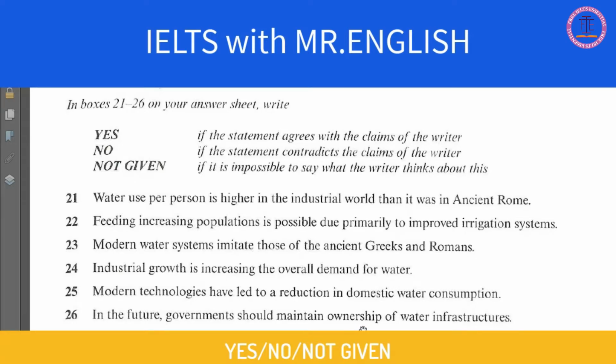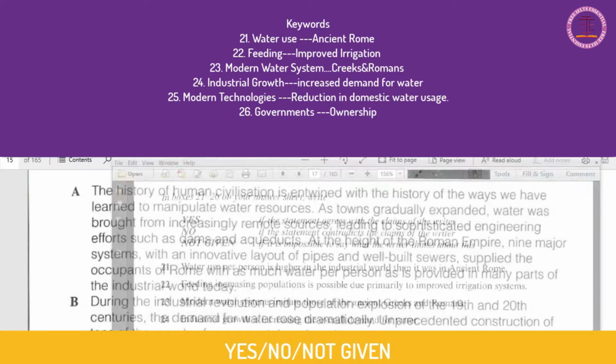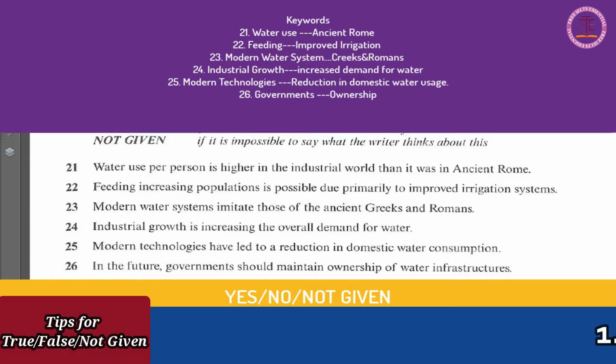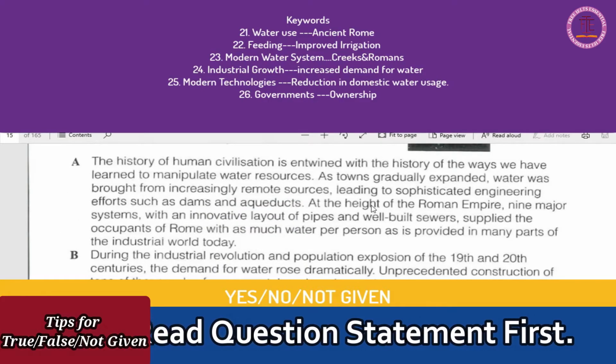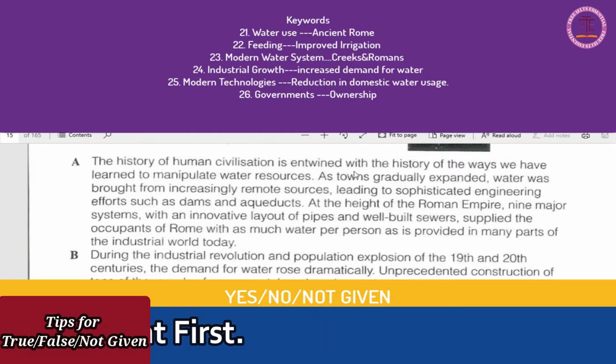So these 6 keywords should be in mind while scanning the passage. Okay, just keep in mind these 6 keywords, and it will help you. Our first keyword was ancient Rome, and ancient Rome and the water used per person, whether it is higher or otherwise, is separate. So let's scan this passage. The history of the human civilization.